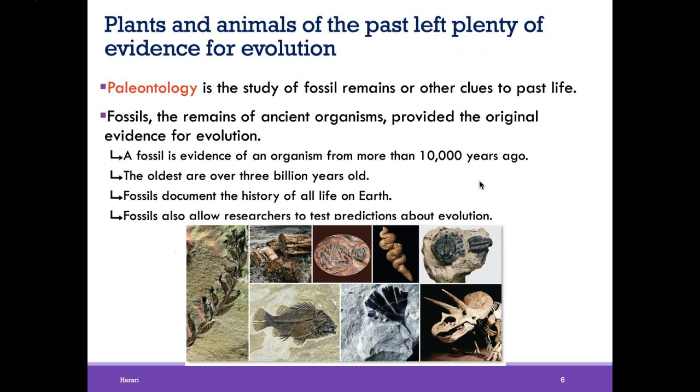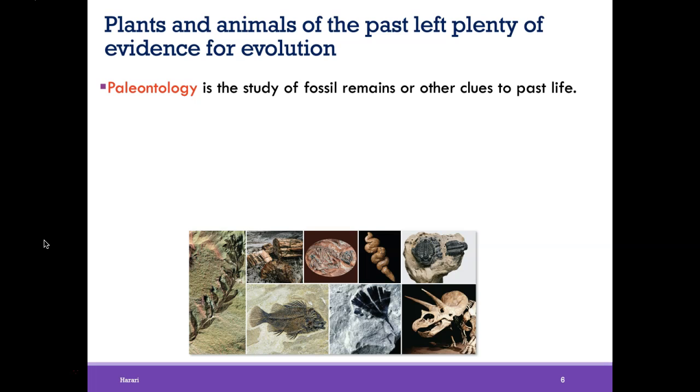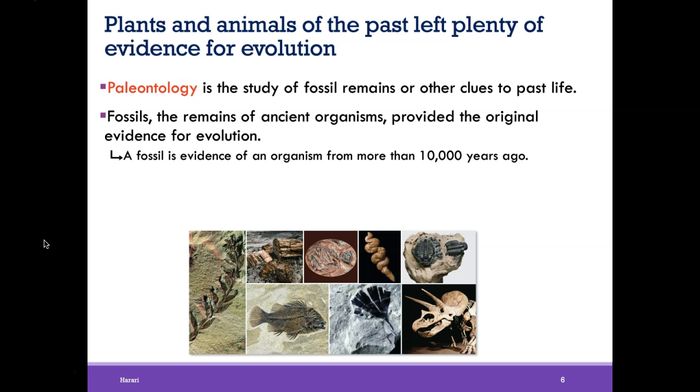So we'll start by talking about fossils first. So paleontology is the study of fossil remains. And by definition, a fossil is evidence of an organism that exists for more than 10,000 years. So all fossils are at least 10,000 years old. And like I mentioned, fossils kind of provided the original evidence for evolution and allowed Darwin to make some of his hypotheses. The oldest fossils are over 3 billion years old.